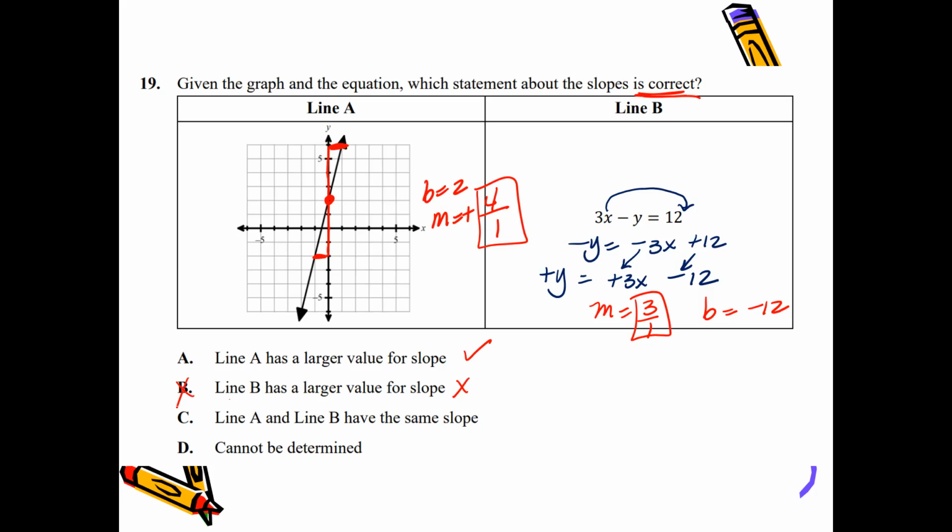C says A and B have the same slope. Is 4 and 3 the same? Heck no, it's not. So it's not C. And it's not D because it cannot be determined, because I did determine it. And your correct answer is A as in apple.